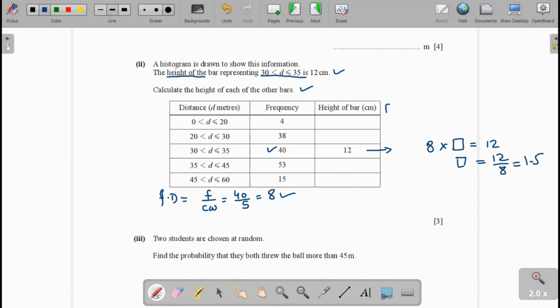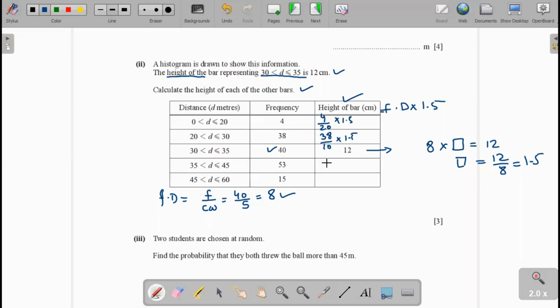Therefore, we get the height of the bar when we multiply the frequency density by that scale factor. Therefore, firstly, we find the frequency density. Here is the first interval, 0 to 20. The frequency density becomes 4 over 20, the class width, multiplied by 1.5. Second is 38 divided by 10 multiplied by 1.5.